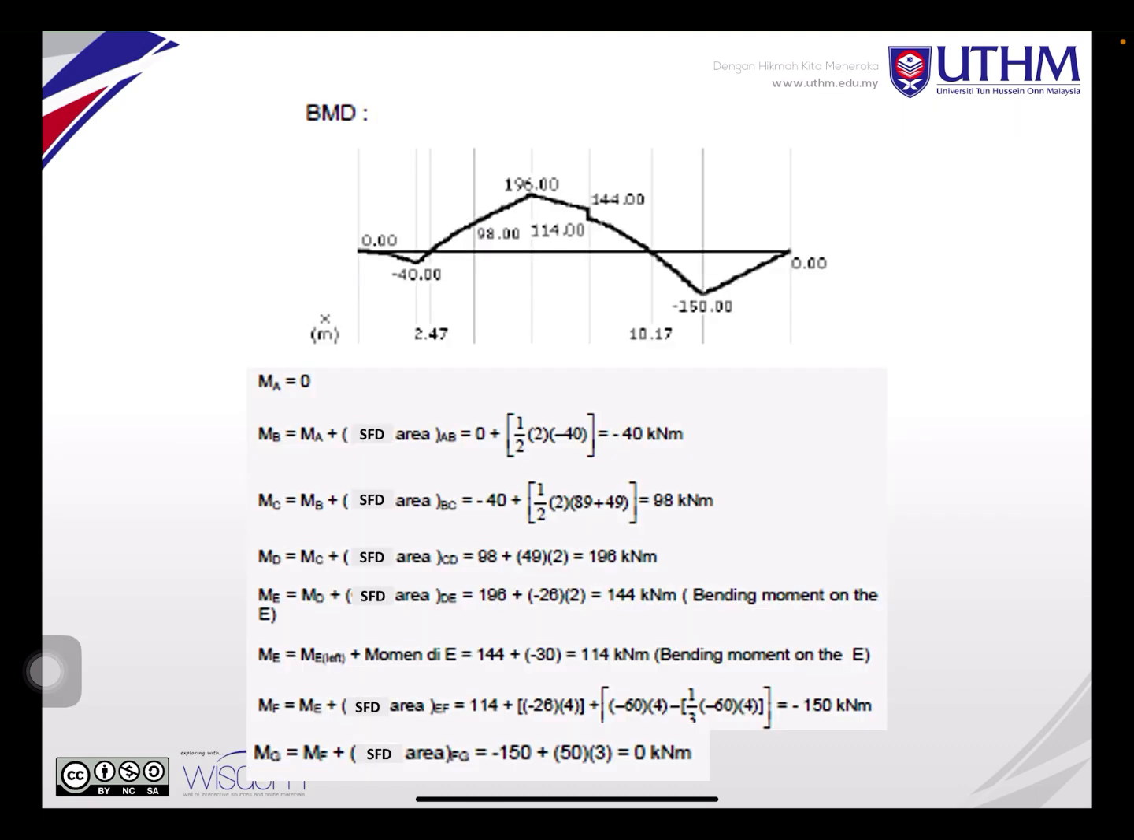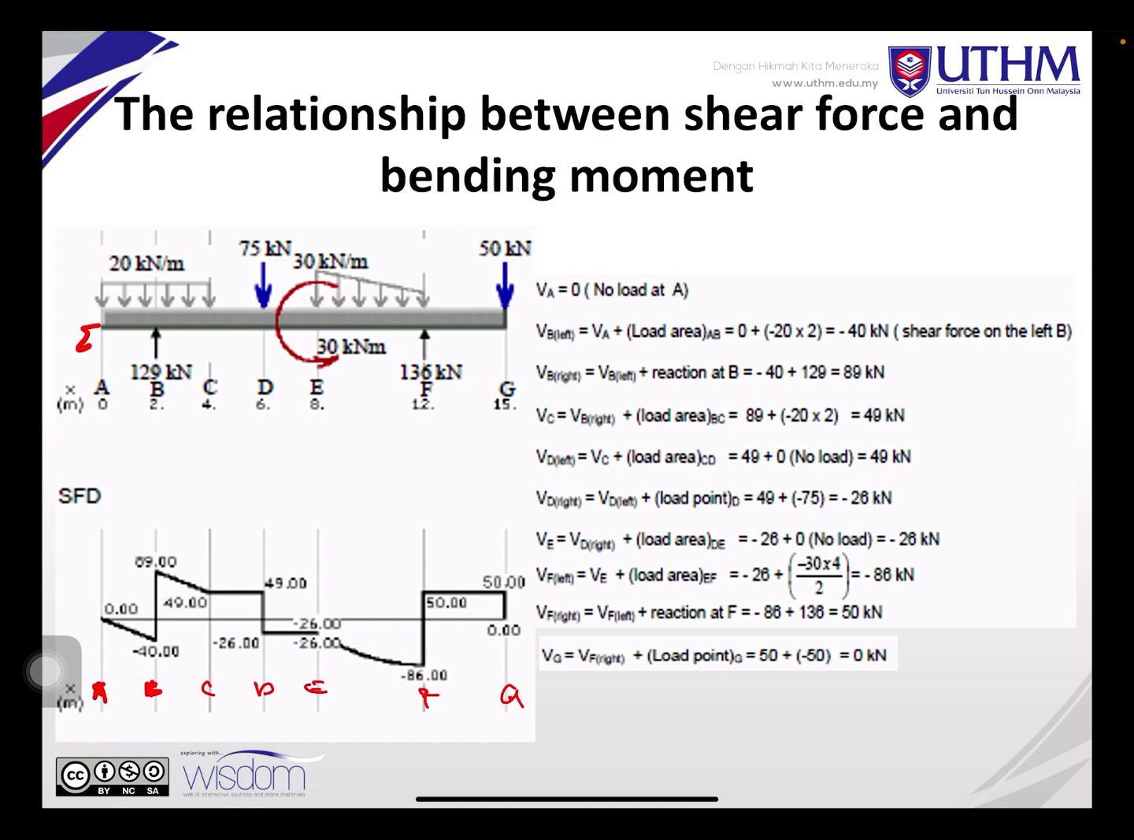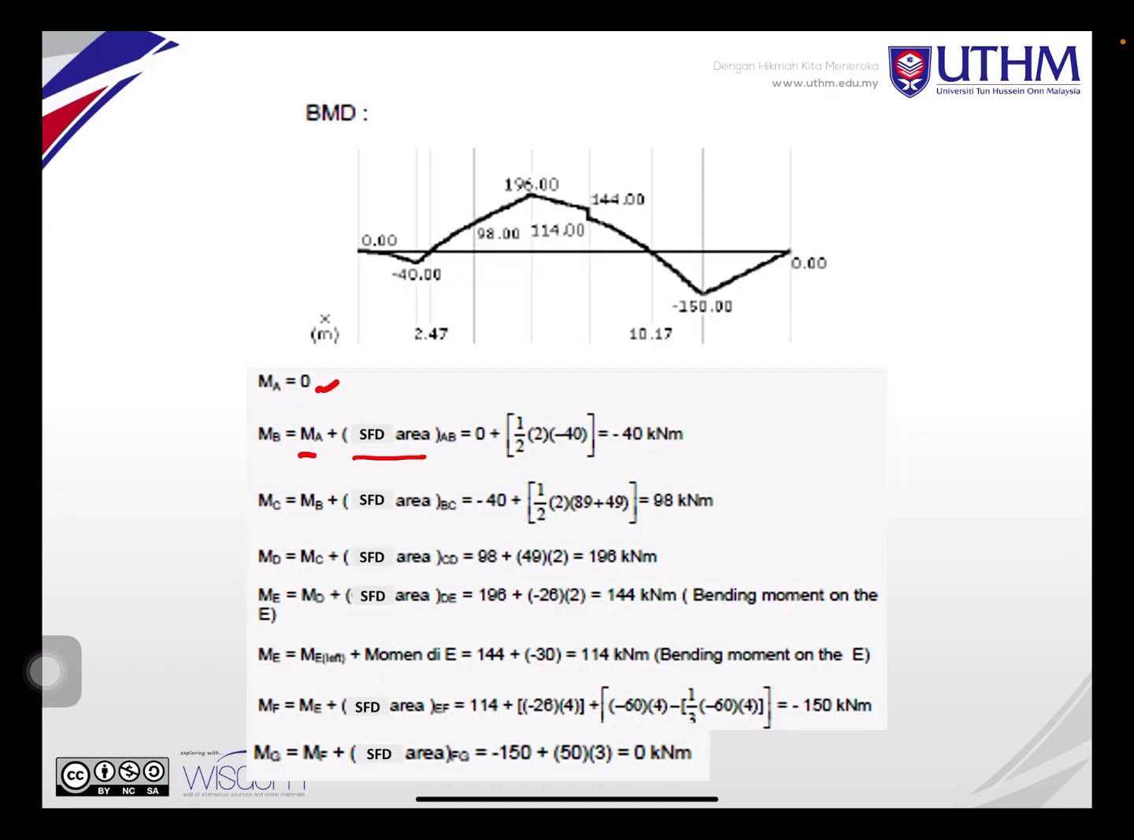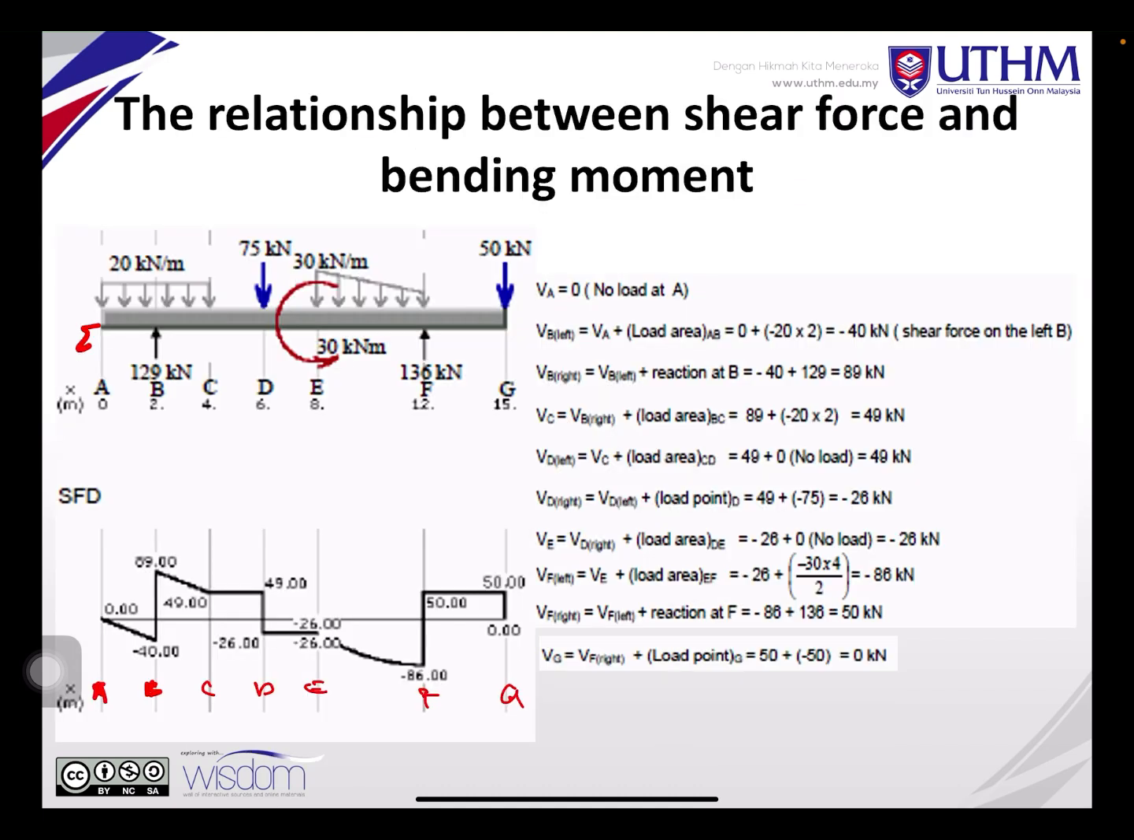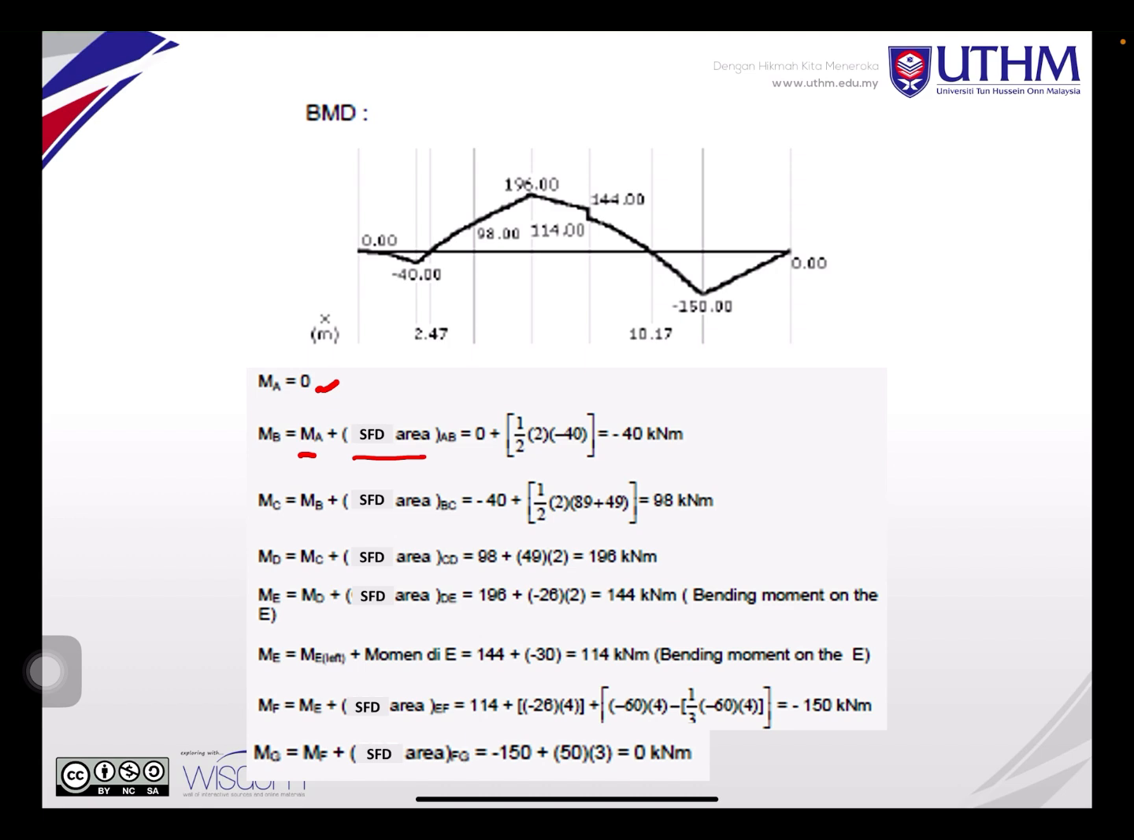So you calculate the area at A, you get 0 here. So MB is equal to MA plus the shear force diagram area. At MA, there is no moment here, so it's 0. So at B, it is 0 plus, you can see this is a triangular shape for 40 kilonewton. So the area is 1/2 times 2 times negative 40, so you get negative 40 kilonewton meter.